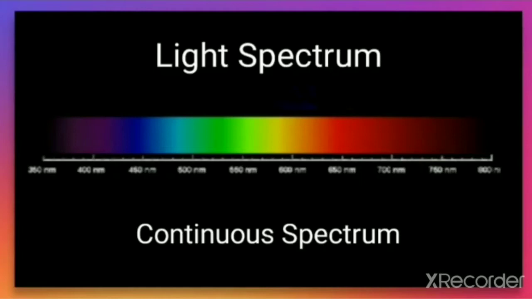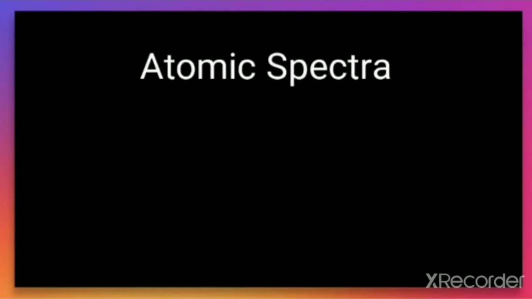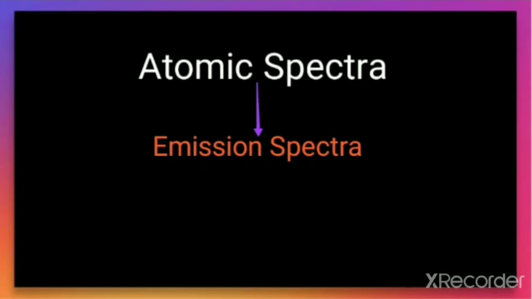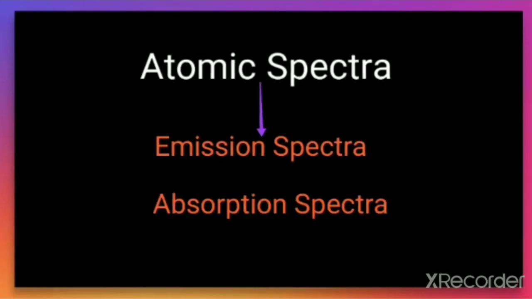So, let us discuss atomic spectra. What is an atomic spectrum? Let us discuss this in detail. Atomic spectra are of 2 types. First is the emission spectrum. Second one is the absorption spectrum. Let us discuss these in detail. Let us first discuss the emission spectrum.